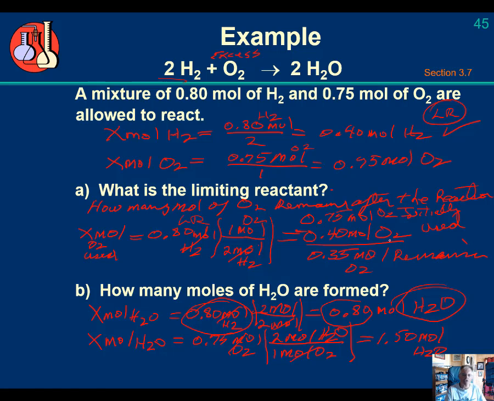Okay, so all I did to find out how many moles of O2 remaining, I calculated how many moles I used using my limiting reactant H2, and then I subtracted however many moles of O2 that I used from how many I started with, and that gave me how many moles remained.